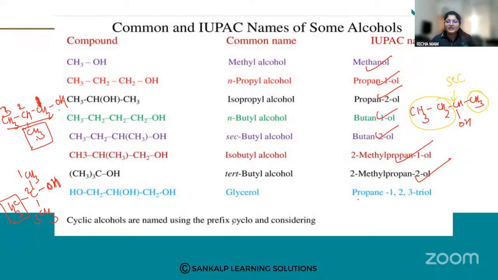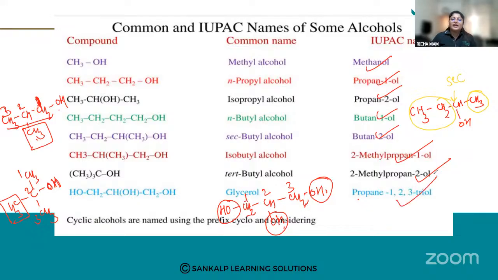Similarly here, the last one, CH2(OH)CH(OH)CH2OH. Here what am I going to get? 1, 2, 3. At position 1, at position 2, at position 3, you have alcohol. So it is propane-1,2,3. How many alcohols are there? 3. So it is propane-1,2,3-triol. Yes, so this is the IUPAC nomenclature.